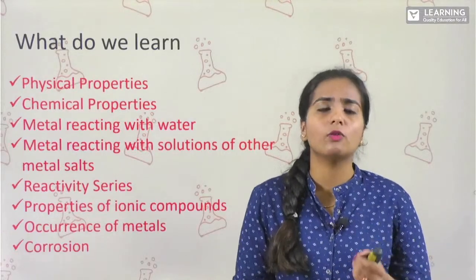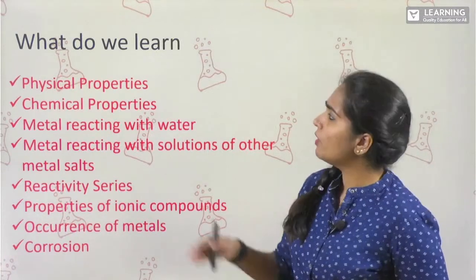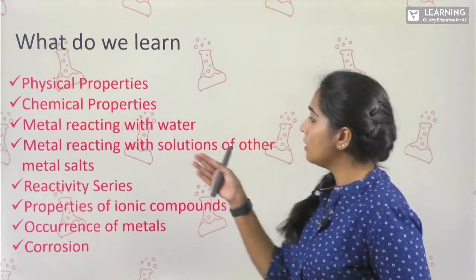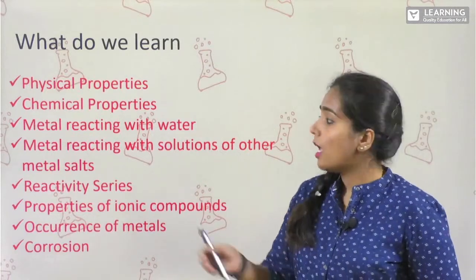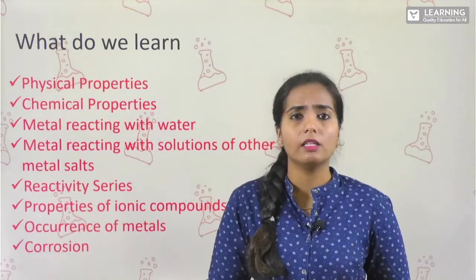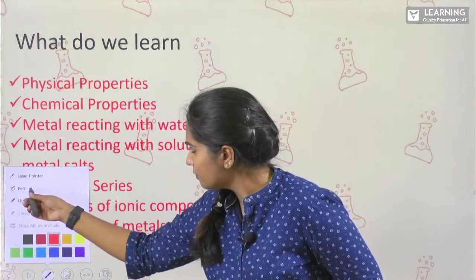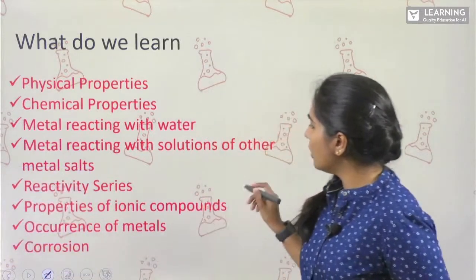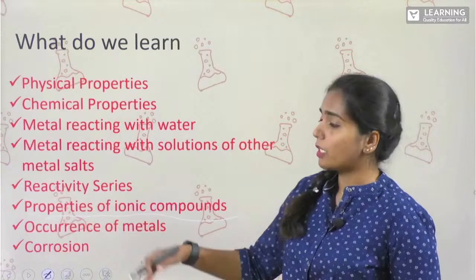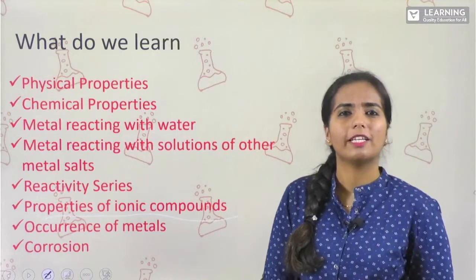As always, first we'll note down what we learn in the topic of metals and non-metals. We are first going to learn about physical properties, chemical properties, metals reacting with water, metals reacting with solutions of other metal salts, reactivity series, properties of ionic compounds, occurrence of metals, and lastly corrosion. In today's session we are going to learn properties of ionic compounds, the occurrence of metals and corrosion. With that, the probable questions for the exams you are going to study in our next session.